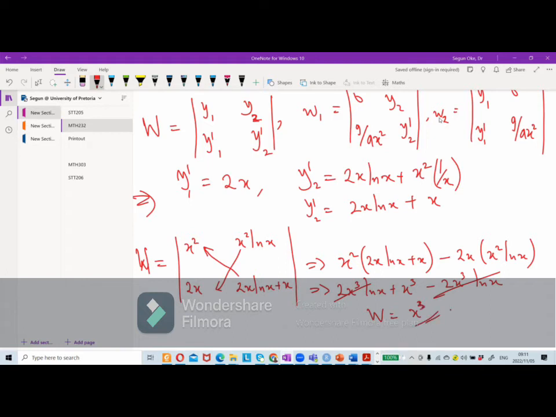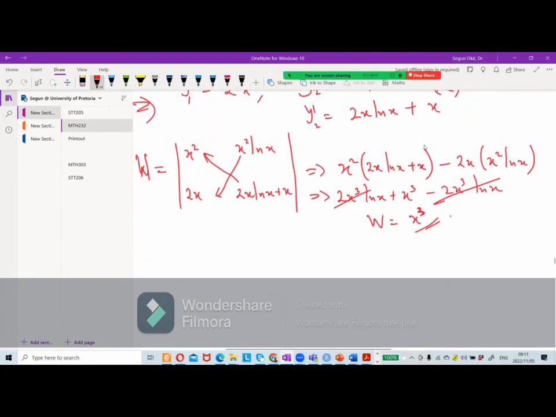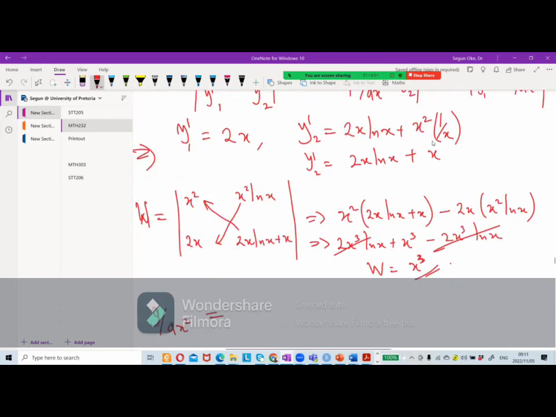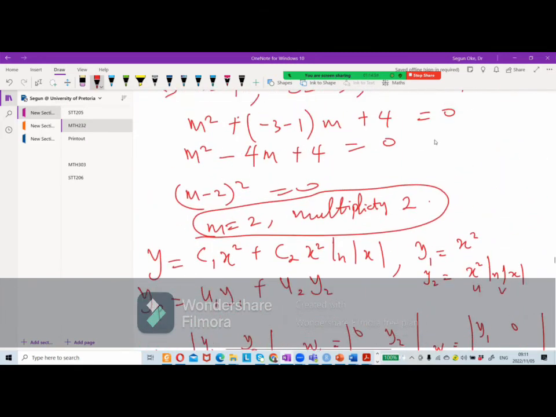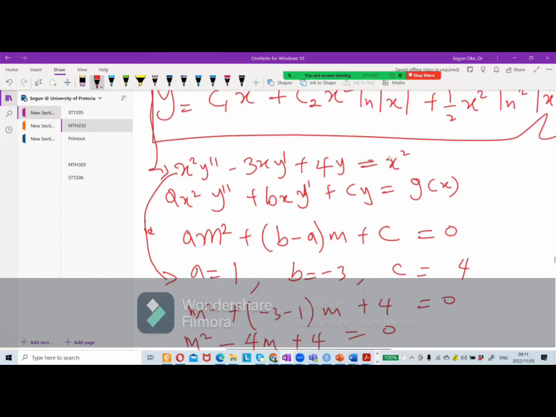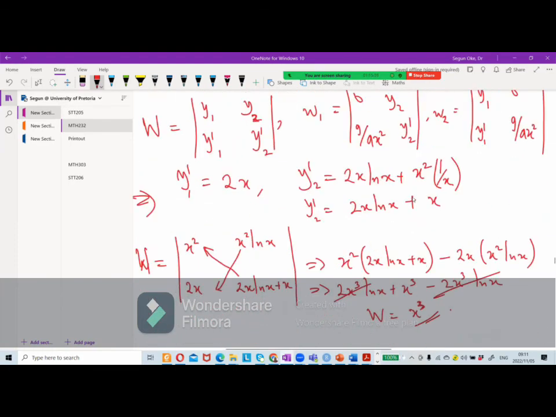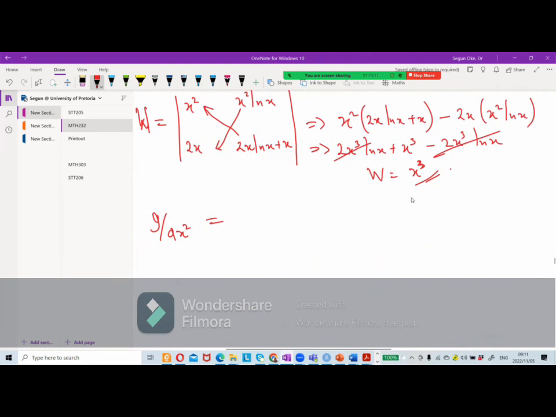Yes, sir. So we need to get g of x over a x squared. What is our g? Our g of x is what? This is your g of x, x squared. And our a is what? 1. x squared divided by x squared, so everything here is 1.